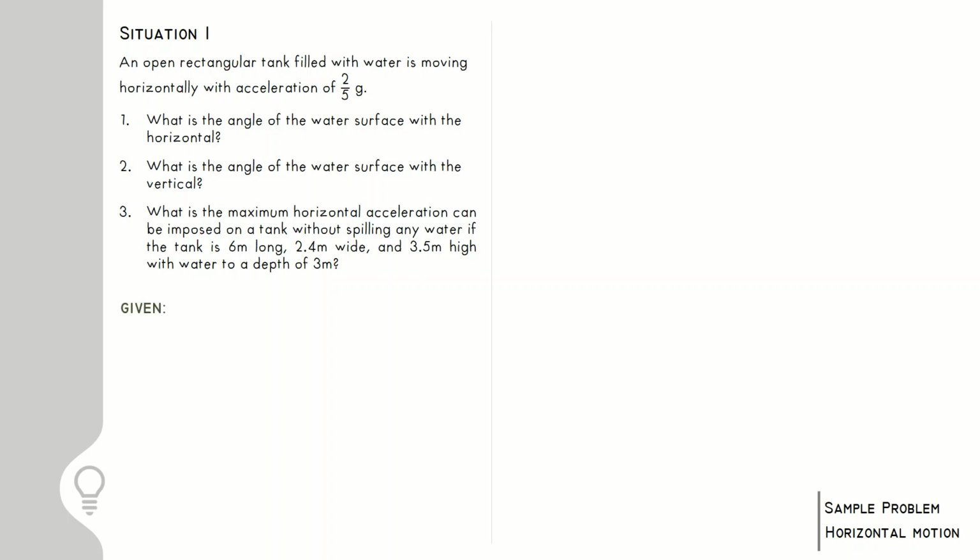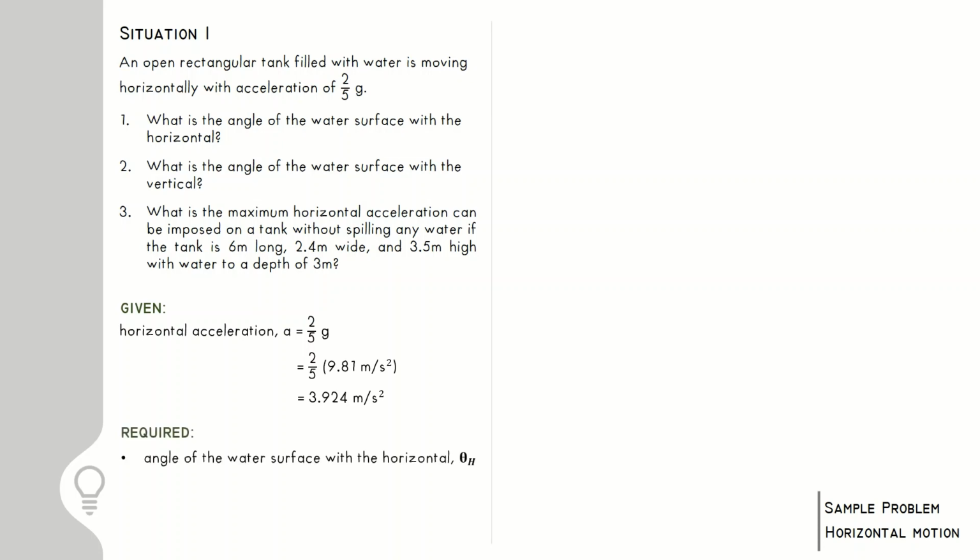Given the problem, the horizontal acceleration is 2/5 of the acceleration due to gravity, and acceleration due to gravity in SI unit is 9.81 meters per second squared. By simply substituting, we can now get the horizontal acceleration, which is 3.924 meters per second squared. Now we are tasked to find the angle of the water surface with respect to the horizontal, let's denote it as theta sub h, and then the angle of the water surface with the vertical, let's denote it as theta sub v. And lastly, the maximum horizontal acceleration without spilling any water, or simply A.